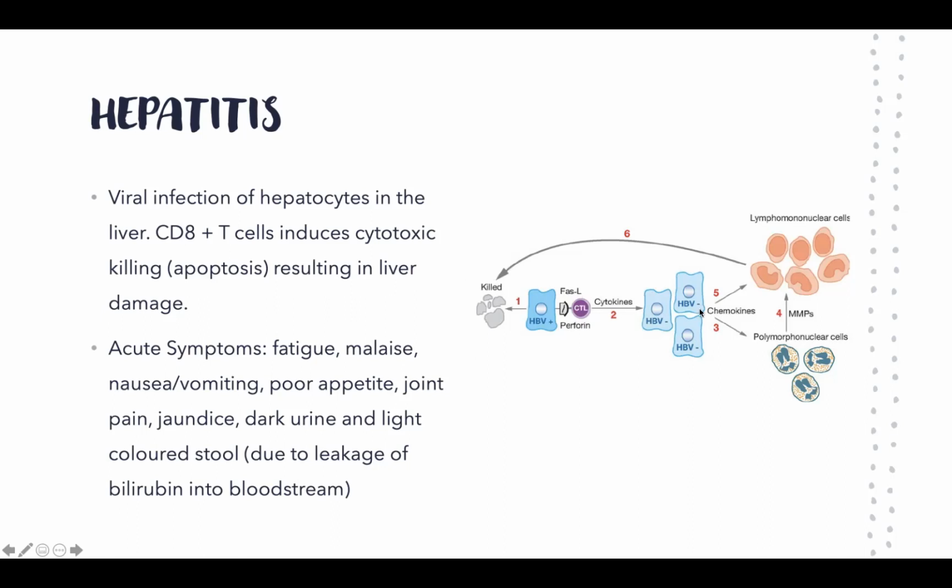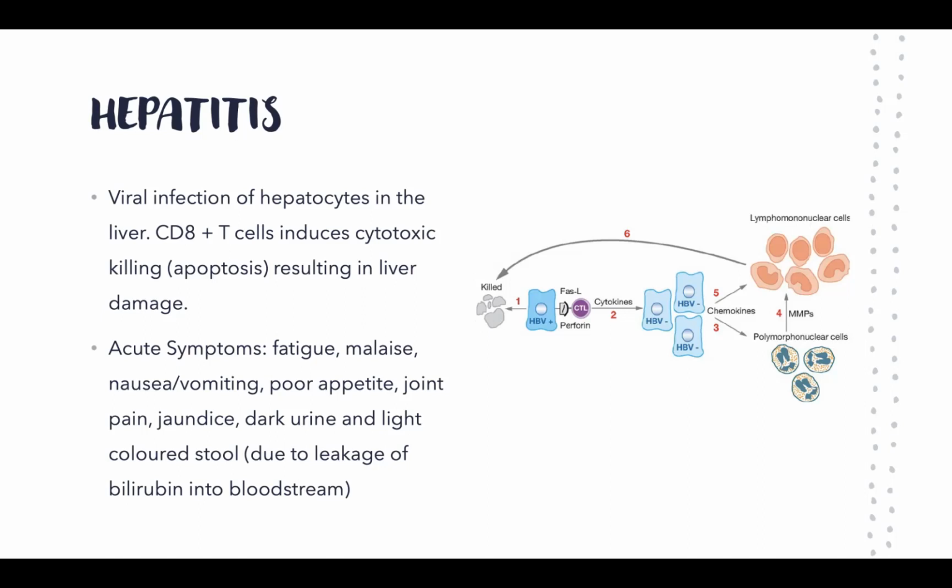Furthermore, it can also induce other cells to release chemokines, which are extra chemical messengers to recruit polymorphonuclear cells like neutrophils and lymphomononuclear cells, like our macrophages and our NK killer cells. And these help amplify this process as well.